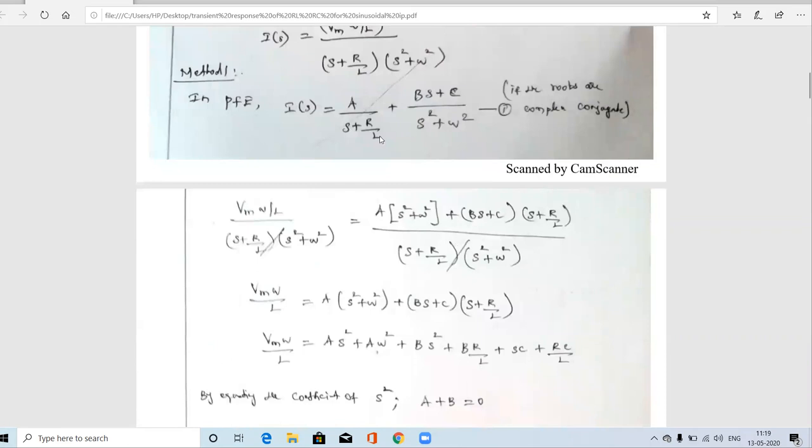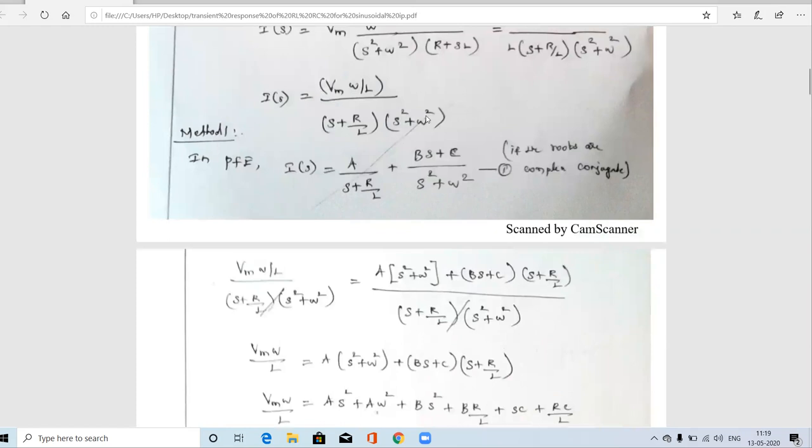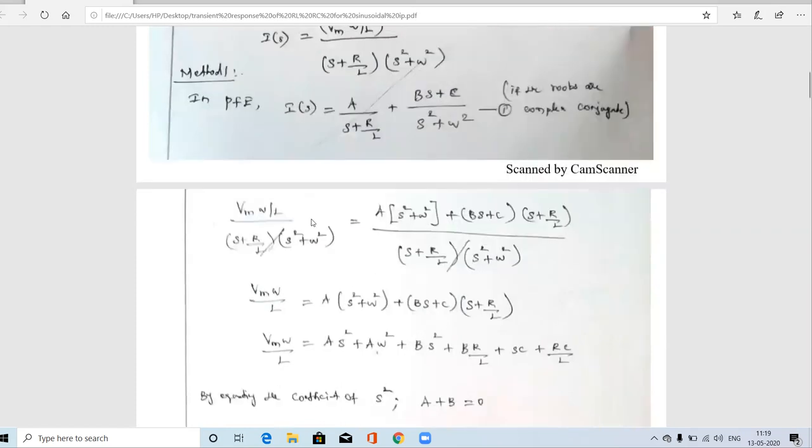So what does this method mean? You take the LCM for these two terms. If you are taking the LCM, s plus r by l into s square plus omega square. Here a into s square plus omega square plus bs plus c into this term gets multiplied. Correct? Which is equal to, in the left side, what is the answer? I of s. You have to write this I of s value, the total answer.